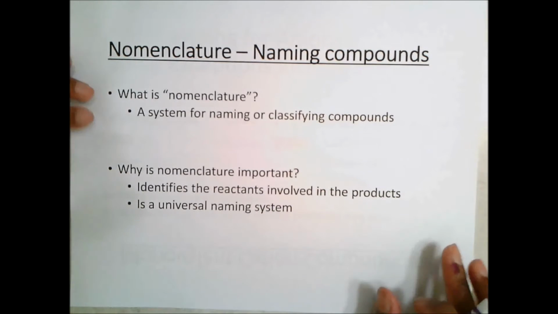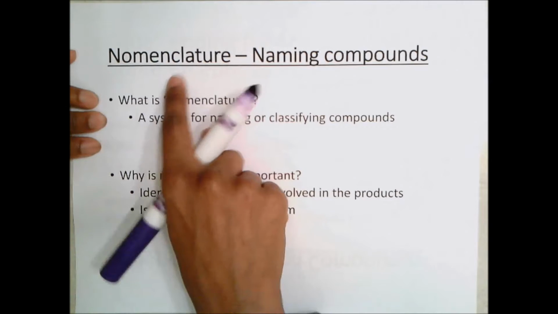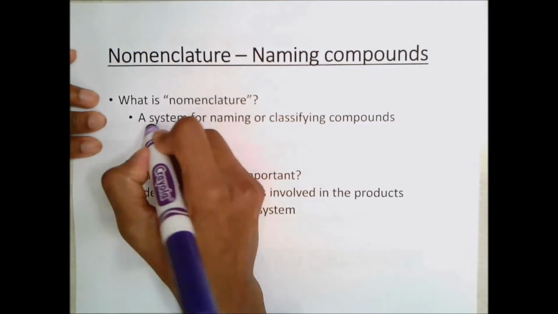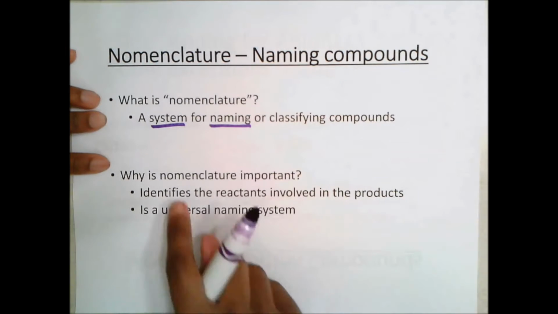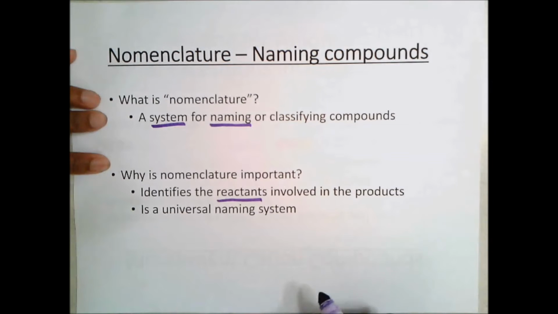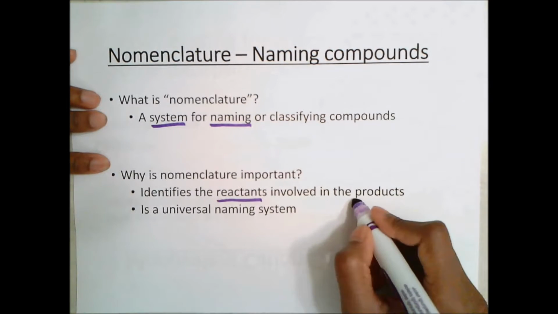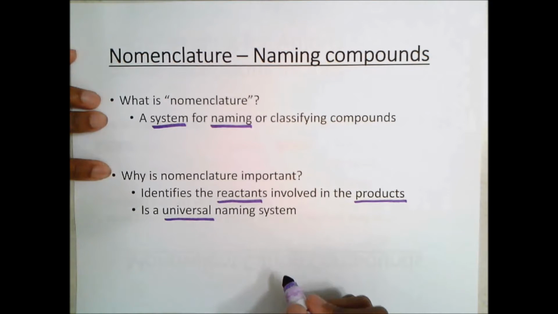How do you name our compounds now? That's called nomenclature. So what is nomenclature? It's a system for naming or classifying our compounds. Why is this important? Because it's going to identify our specific reactants that are involved in order to produce a specific product, and also because it's a universal naming system.